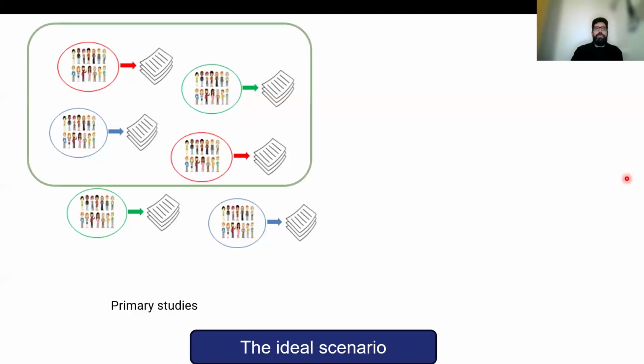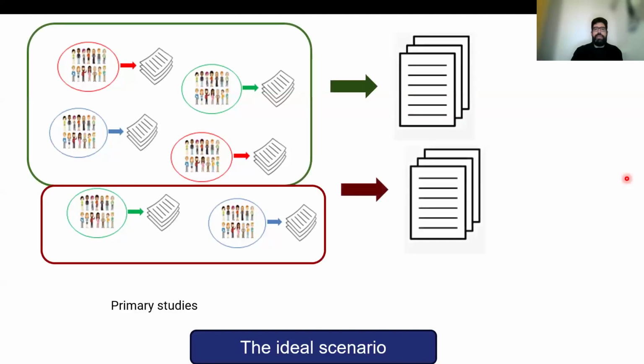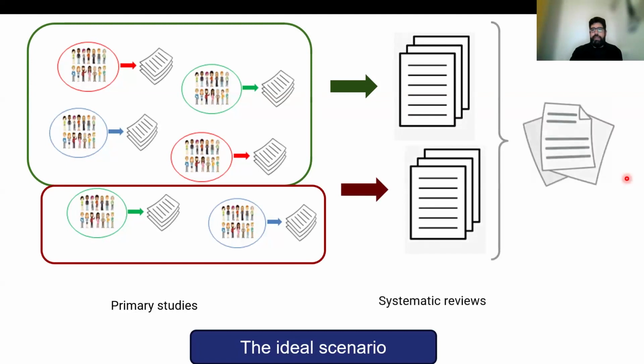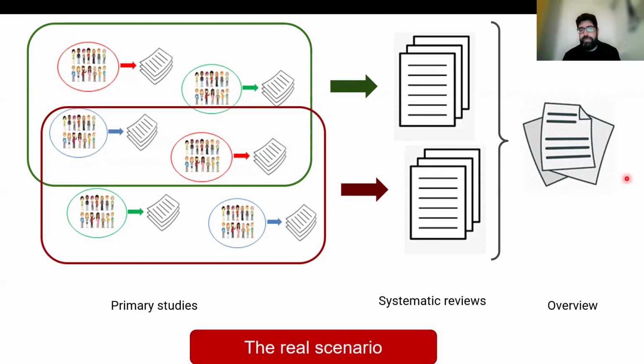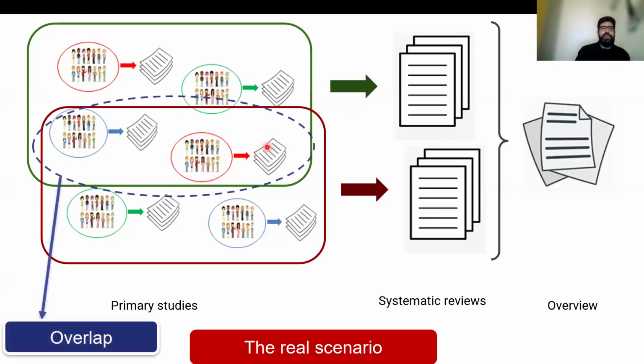So I told you this ideal scenario where you synthesize the trials in individual systematic reviews and you include those systematic reviews in one overview, but this is an ideal scenario and it's not quite a real one. The real scenario looks a lot more like this. So the 2 systematic reviews can include some of the same primary studies. When you're doing the overview, you're seeing, for example, this trial twice because you're viewing this trial through this systematic review and through this systematic review. This is what we call overlap of primary studies.